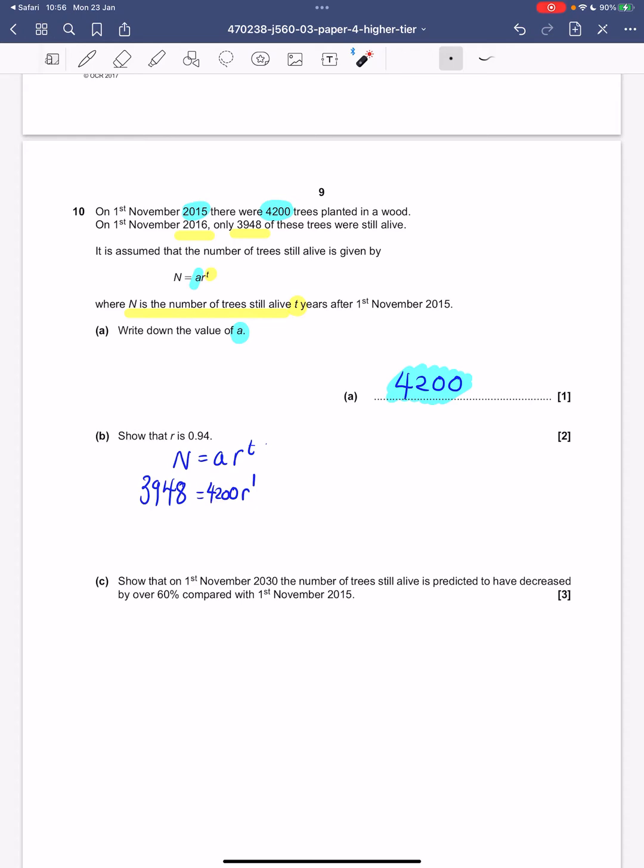3948 is the original 4200 times the common ratio to the power 1. Okay, so we can say 4200 times r is 3948. So r is 3948 divided by 4200, and that equals 0.94, and it's exact, it's not rounded off. Okay.